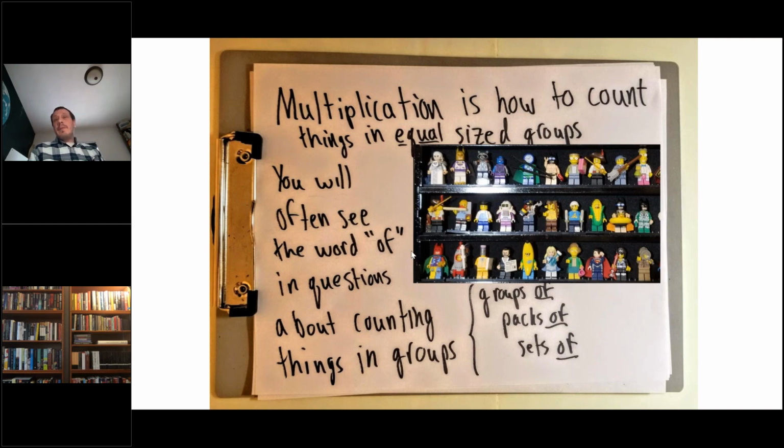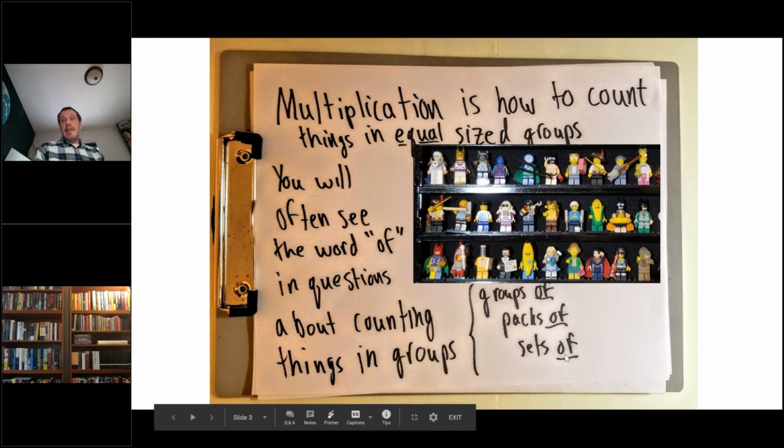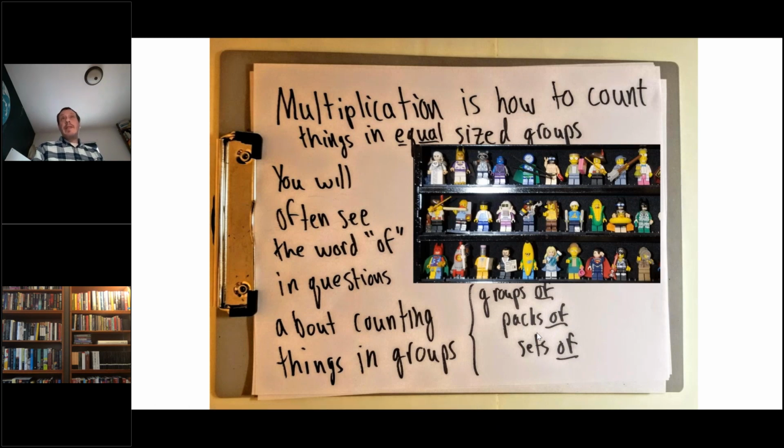So sometimes you'll see a word problem, and a clue that you'll want to use multiplication is the word of. You might see the phrase groups of, or packs of, or sets of, or various other combinations with the word of. It's not a firm rule. The best way is to think about the problem and forget about math for a second and just try to understand what the words mean. But that is a frequent clue that you might need to use multiplication.